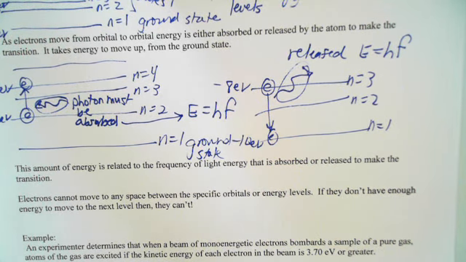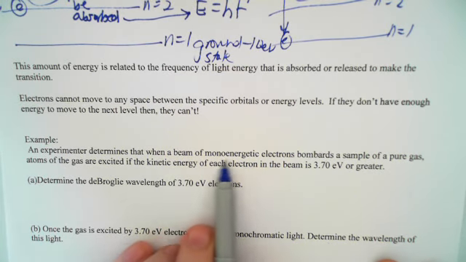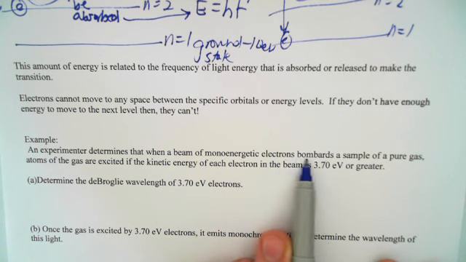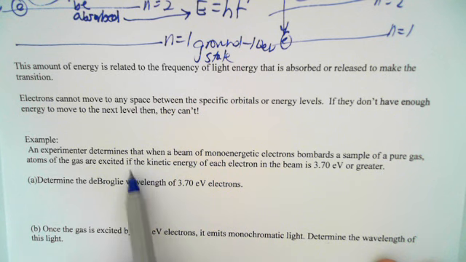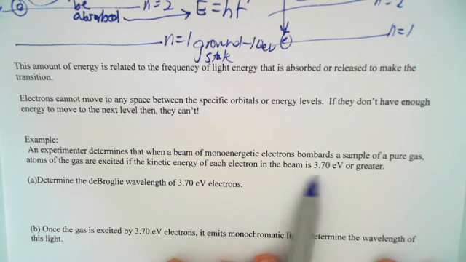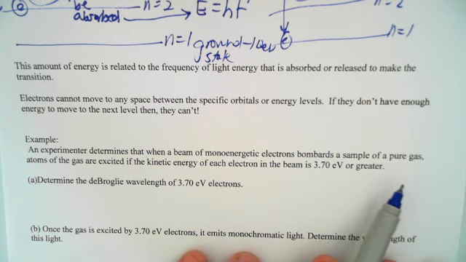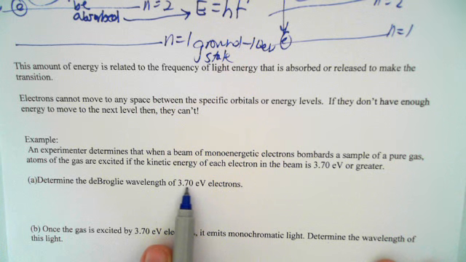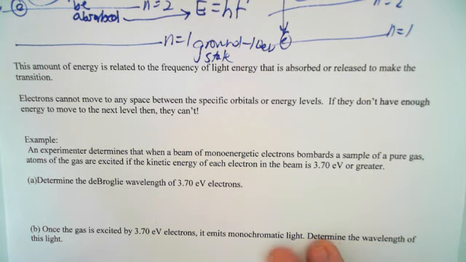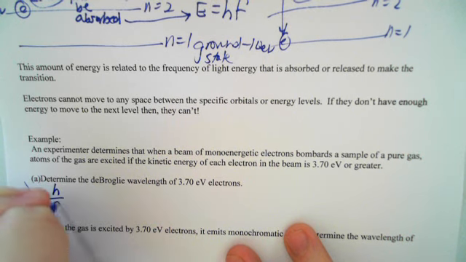This kind of has a bunch of our past topics that we've talked about. So an experimenter determines that when a beam of monoenergetic electrons bombards a sample of pure gas, atoms of the gas are excited if the kinetic energy of each electron in the beam is 3.7 electron volts or greater. Determine the de Broglie wavelength of the 3.7 electron volt electrons. Well, let's take a look. We have an equation for de Broglie wavelength.